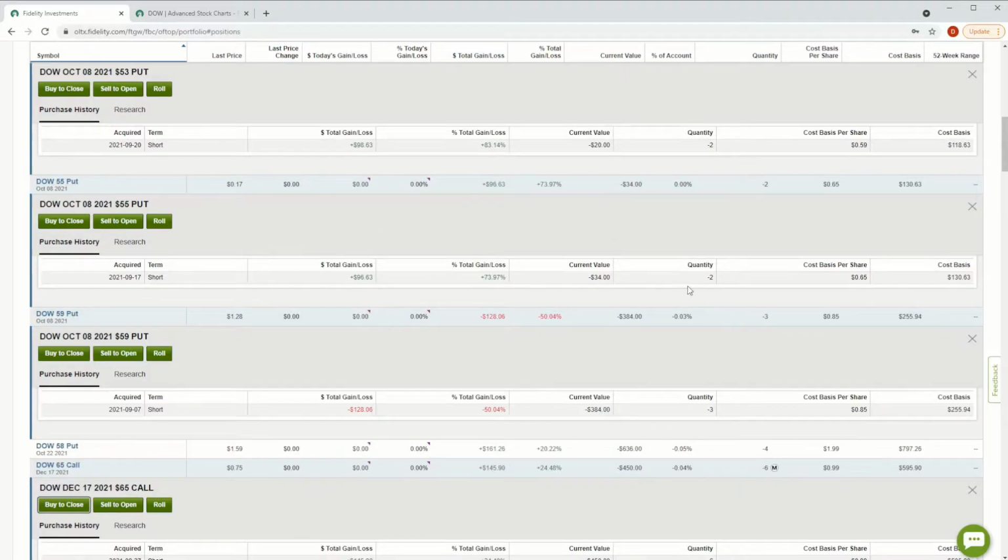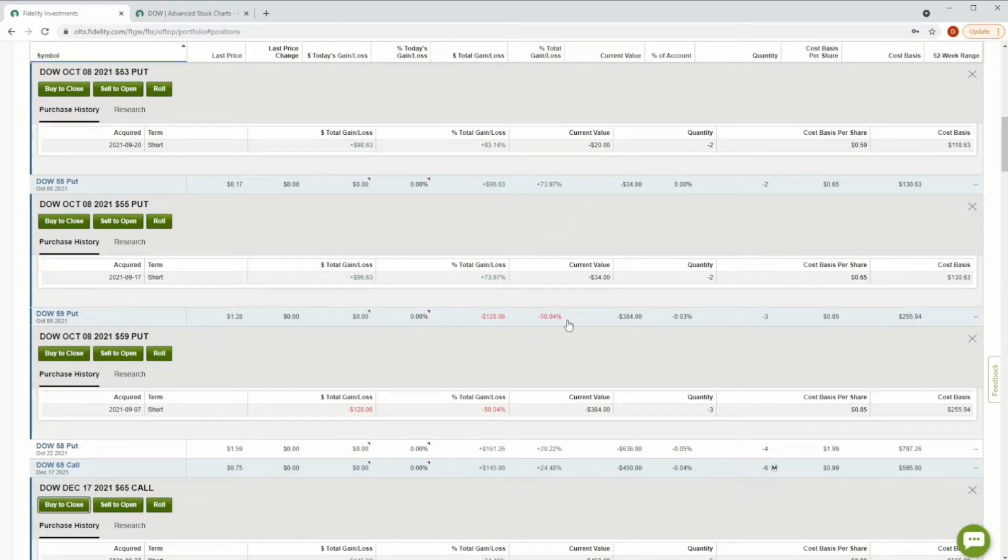This one's 3 contracts, this one's 2 contracts, and this one's 2 contracts. And you can see my cost basis over here. Because these are sold puts, I get to collect a premium, right? And this is that premium. As soon as I sold this, this is what I got to put in my pocket: $255, $130, and $118. That's my money. That's in my account now.